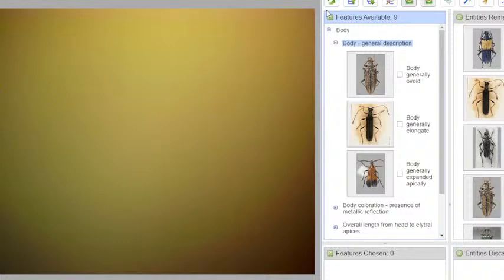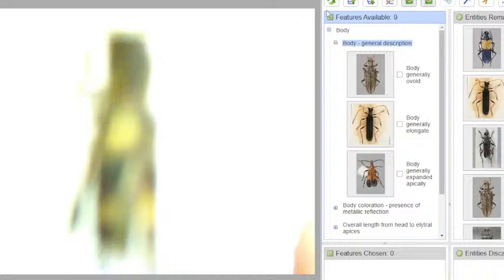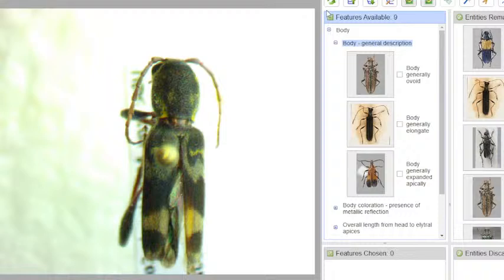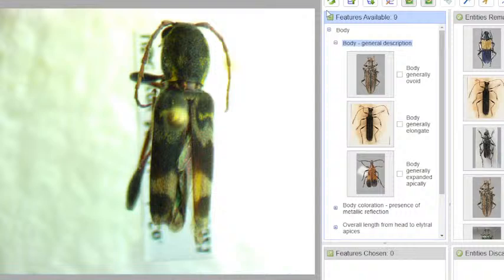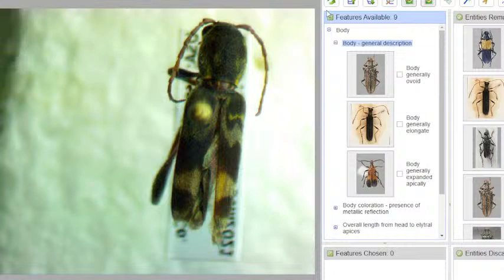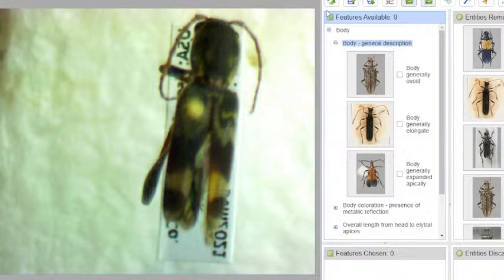I guess now the question is, would you consider our longhorn beetle to be generally ovoid, elongate, or expanded? I might even say elongate. I think so. I'd say he's pretty long.